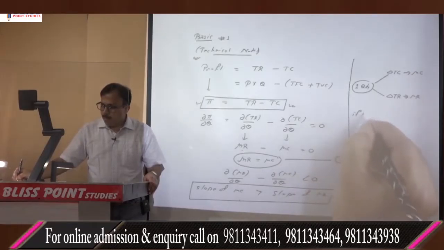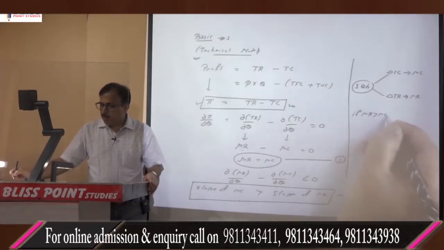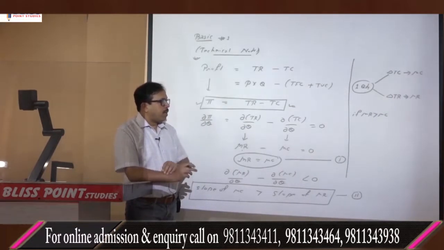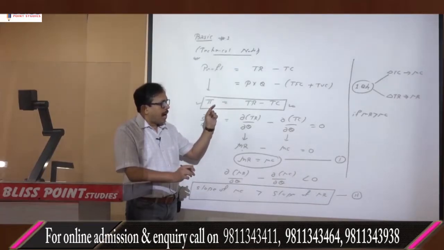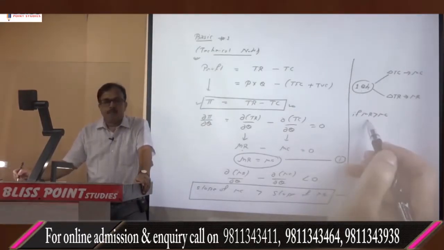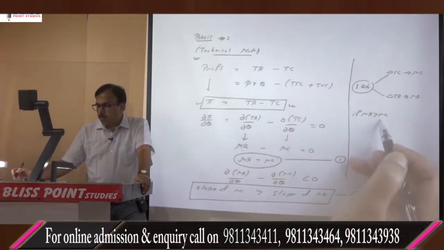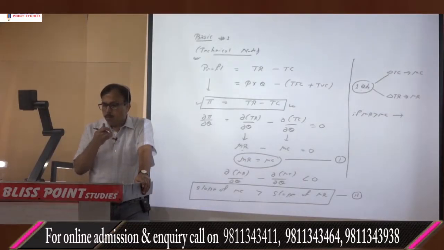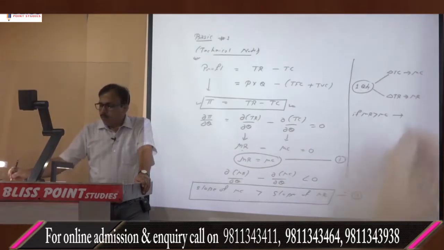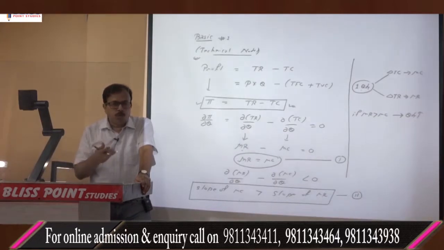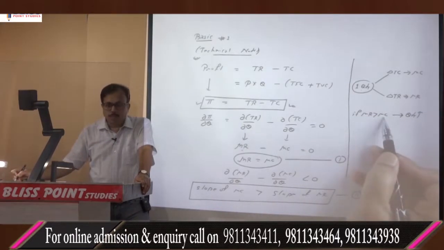So if marginal revenue is greater than marginal cost, what does it mean? If marginal revenue is more than marginal cost, it means by producing that 1 unit you will add more to revenue and less to cost. But if you are adding more to revenue and less to cost, that means you are adding to your profit, so producing that unit is profitable. So the firm will produce that unit and in fact quantity will increase. That means the firm will continue to produce more so long as MR is greater than MC.